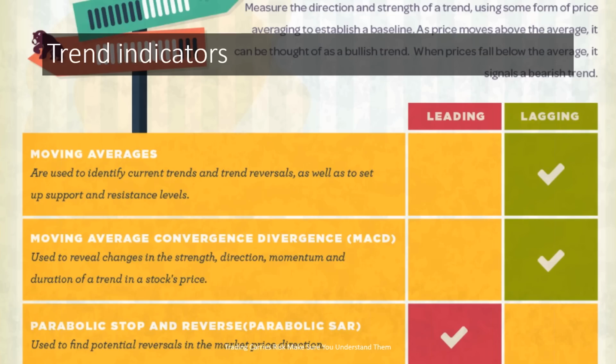Then we have moving average convergence and divergence. It's also a lagging indicator. And we have parabolic stop and reverse, which is a leading indicator. You're going to find that most indicators are lagging indicators.